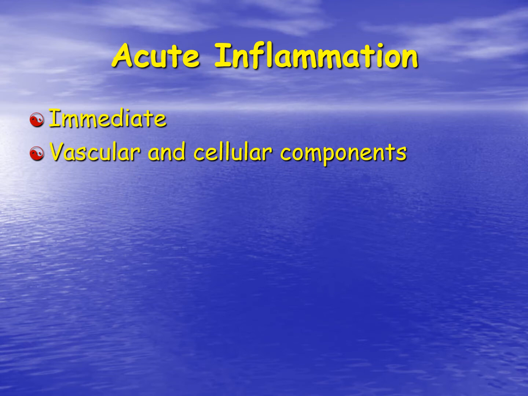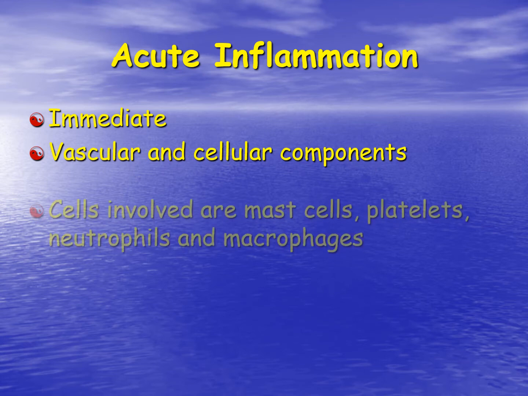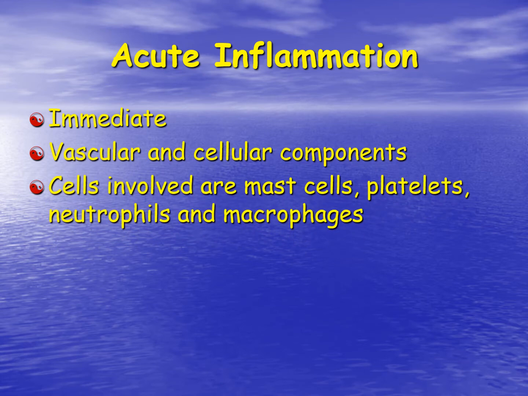We'll see vascular and cellular components. The cells involved are going to include mast cells of all of the connective tissues except blood, and the cell that will actually operate as the mast cell does in the other connective tissues is going to be the basophil in the blood. Platelets performing several functions, one of which is very important, is the platelet plug, neutrophils, and macrophages.